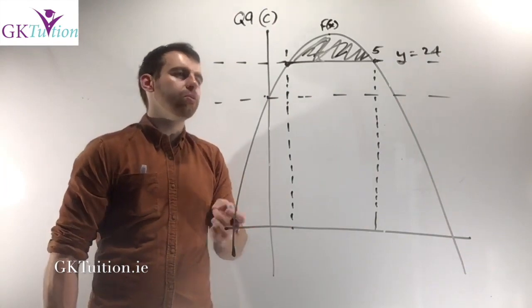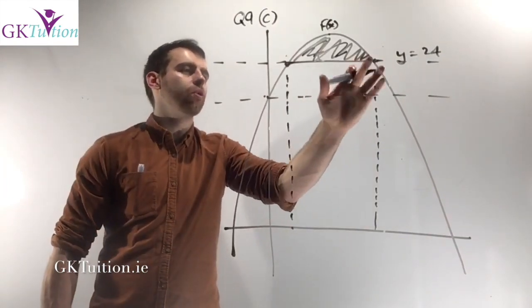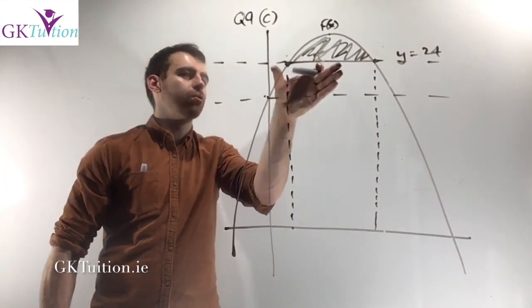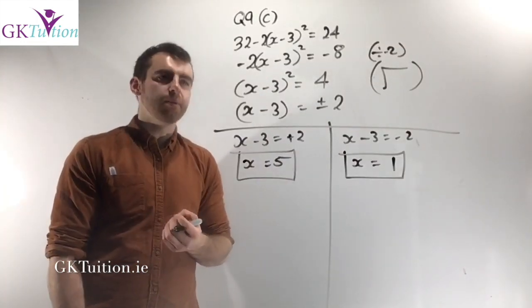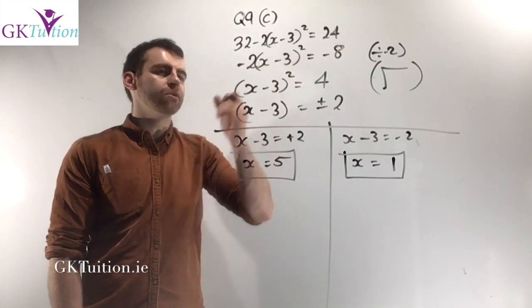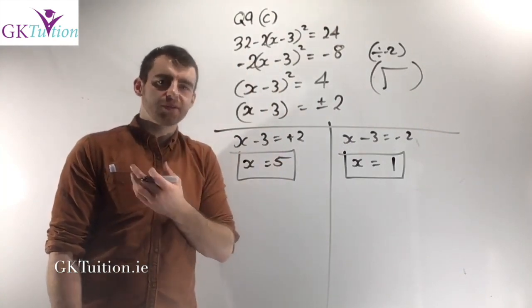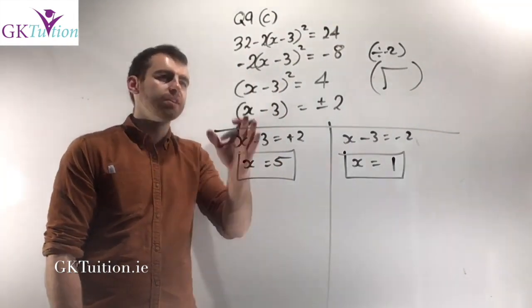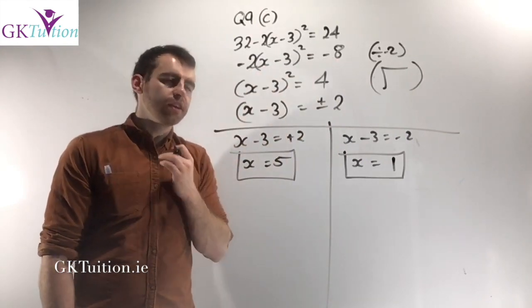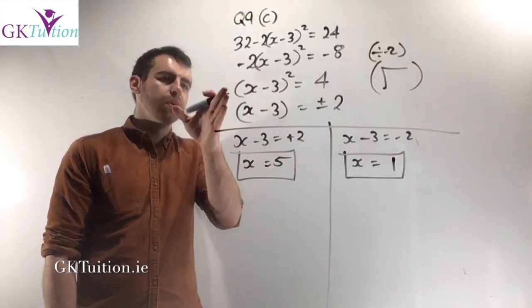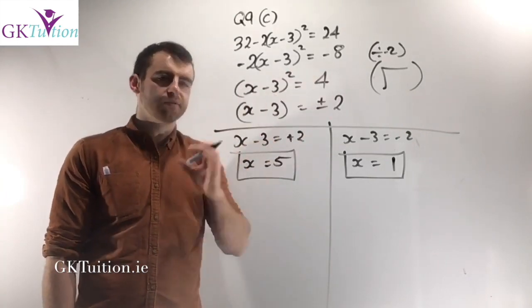The first one we're going to do is identify, we're going to try and work out when f of x, the quadratic, is equal to 24. So again, this is very similar to B part 1. We let our quadratic equal 24. What I did next was I subtracted 32 from both sides, and I got minus 2 times this bracket equals minus 8. I then divided both sides by minus 2, and I got (x minus 3) squared equals plus 4.